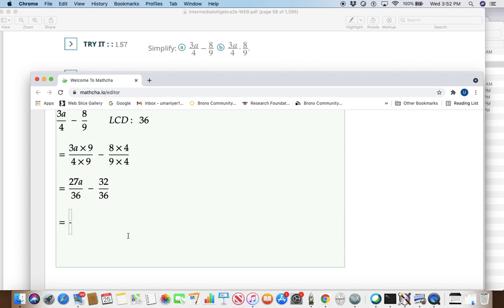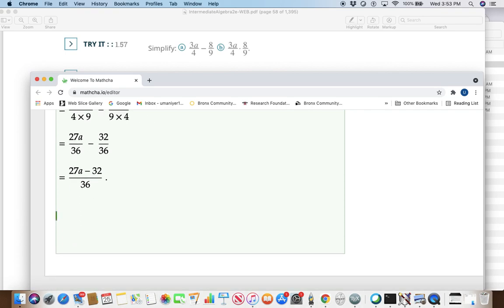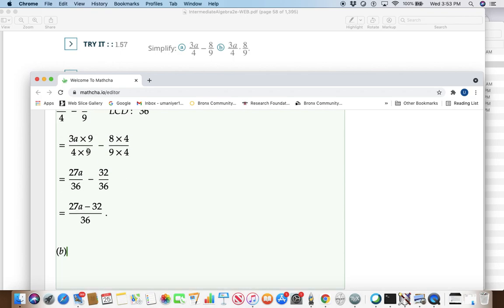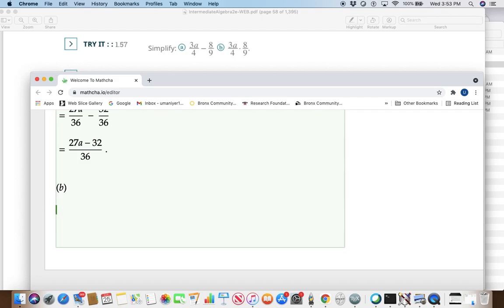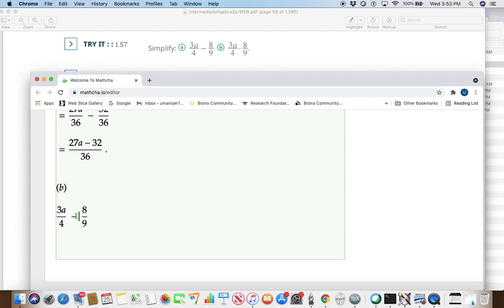you have a common denominator of 36, write it down. Numerator is 27a minus 32, which cannot be simplified any further. So that's it. On the other hand, suppose you are asked to multiply the same fractions, right? 3a over 4 and 8 over 9. Simply multiply. So instead of subtraction, you have multiplication.